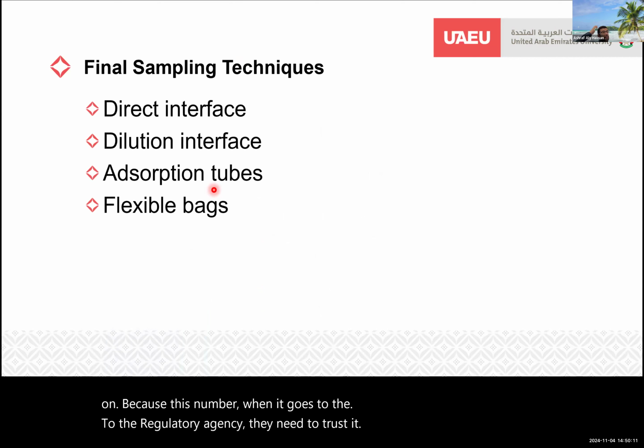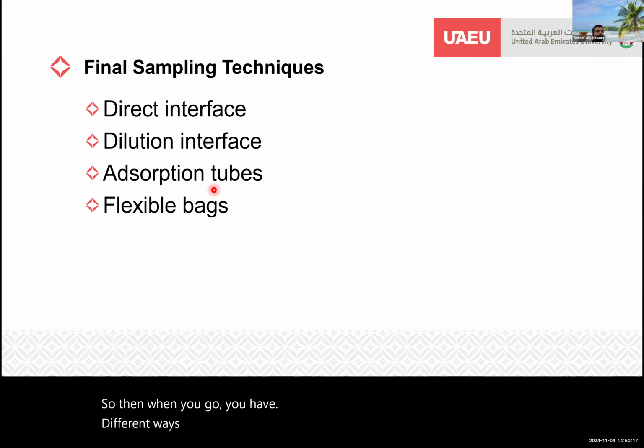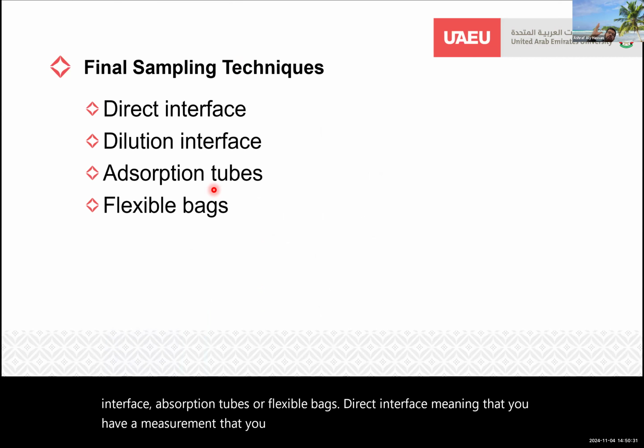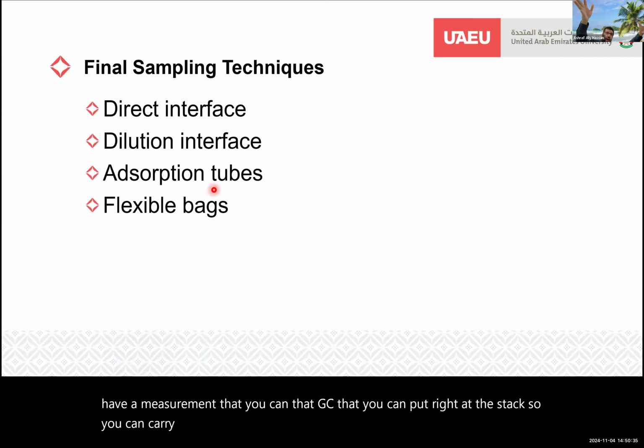So then when you go, you have different ways to do the sampling. You have direct interface, dilution interface, absorption tubes, or flexible bags. Direct interface, meaning that you have a measurement, the GC, that you can put right at the stack. So you can carry the GC to the stack and take the measurements on the spot.